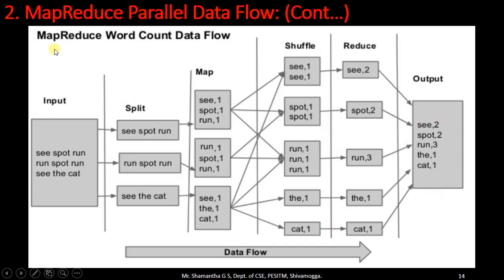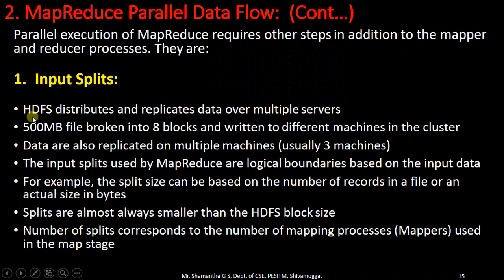Individual phases of the MapReduce word count data flow are explained in the subsequent slides. Let us start with the input. In this phase, HDFS distributes and replicates data over multiple servers. A 500 MB file is broken into 8 blocks and written into different machines in the cluster. Data are also replicated on multiple machines, usually 3 machines.